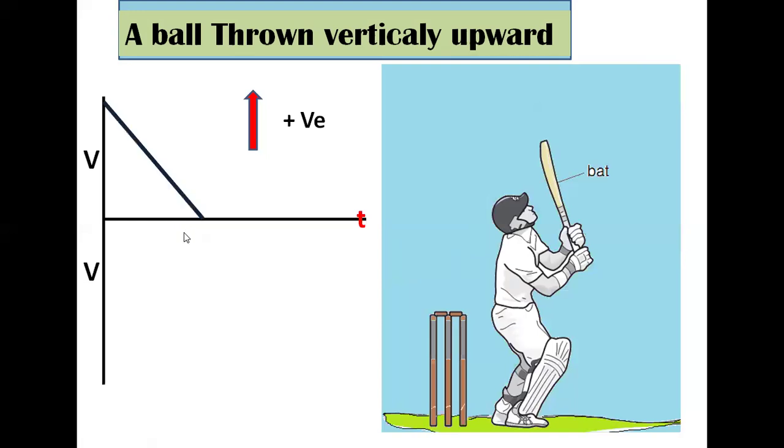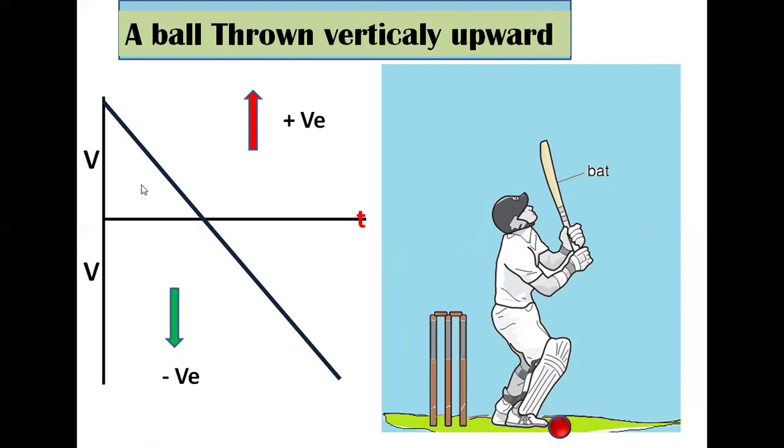Now the ball returns and hits the ground. Down is negative. So this is the shape of the graph. And the area under the graph will tell us the distance moved by the ball while going up and while coming down.